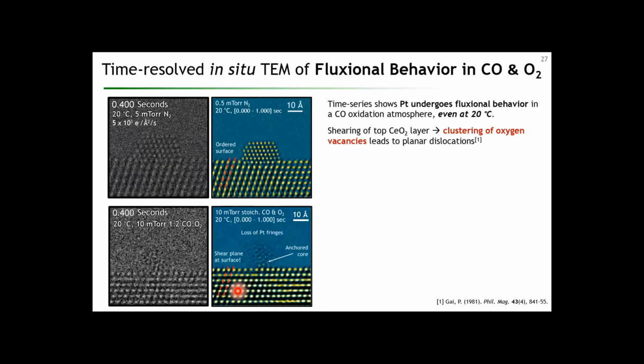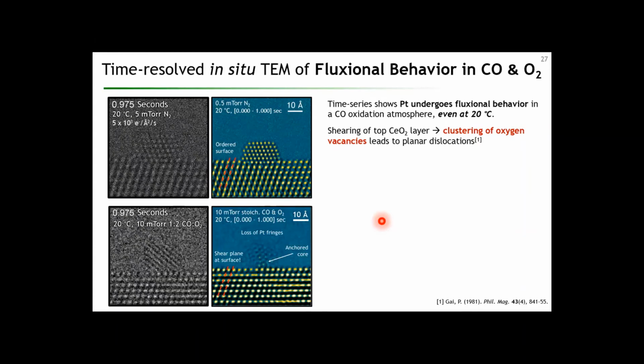But then when we look at the same structure in the CO and oxygen atmosphere, if you follow these red lines up to the surface, you can see that the lines intersect the lattice positions in the bulk, but then at the surface, the sites are actually displaced from the line. So there's this shearing that occurs on the surface. And we think that this shearing is due to a shear plane forming due to the clustering of oxygen vacancies. So when there's a large concentration of vacancies, they can cluster together and lead to the structure shearing in order to reduce the energy.